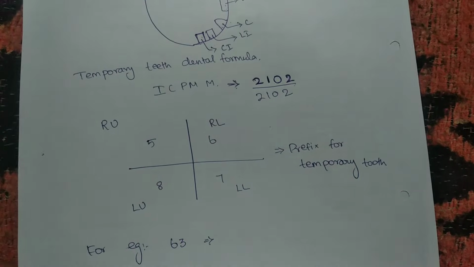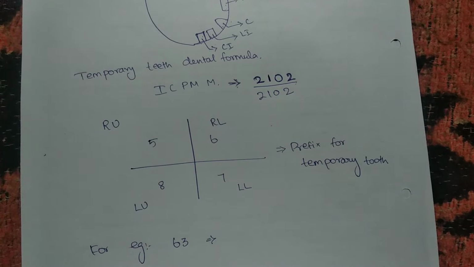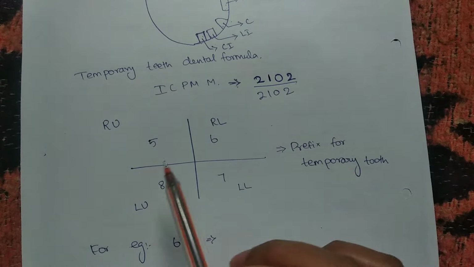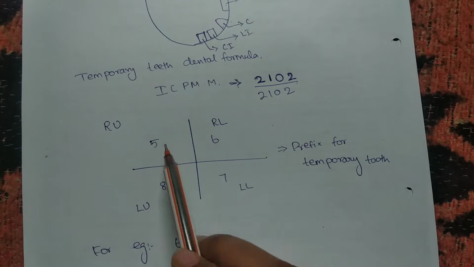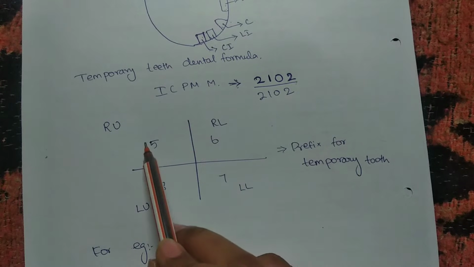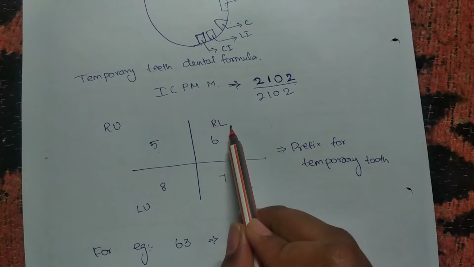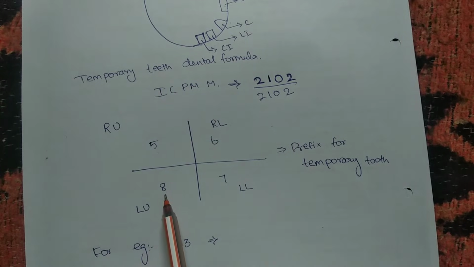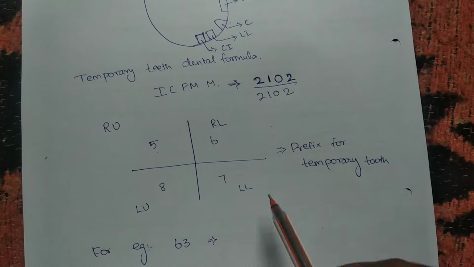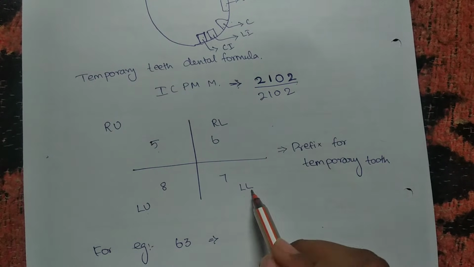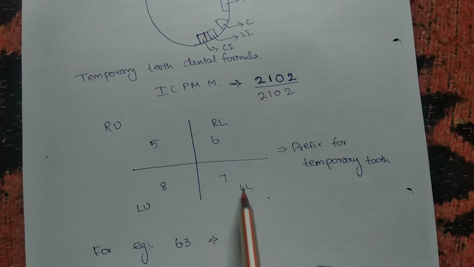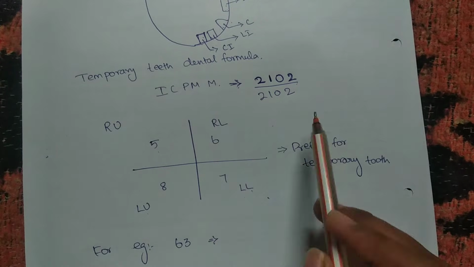There are some prefixes used to differentiate permanent and temporary teeth. When the tooth is temporary, we should use prefix 5 for right upper quadrant, 6 for right lower quadrant, prefix 8 for left upper quadrant and prefix 7 for left lower quadrant. These prefixes are used only for temporary teeth.